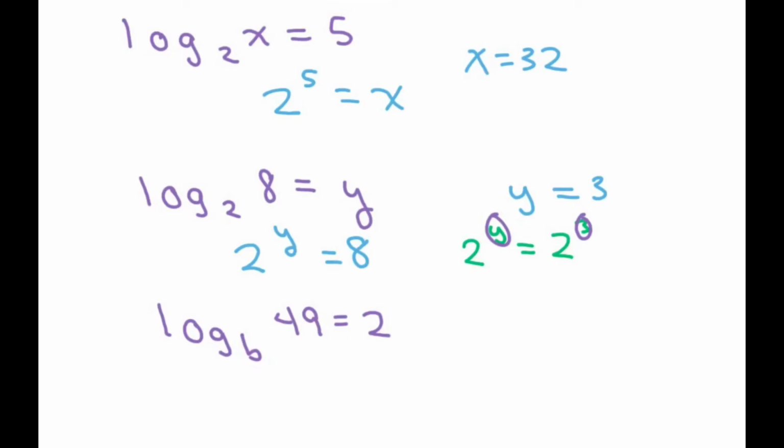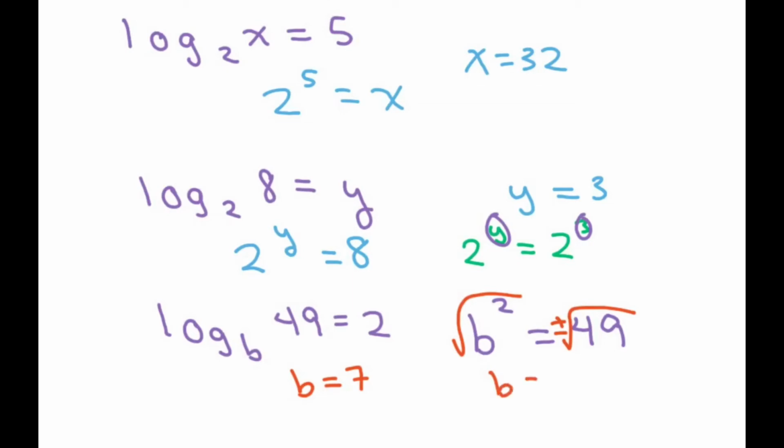Okay, on this one I'm going to rewrite b to the 2nd power equals my value of 49. So if you square root both sides, most of you are going to say b is 7. However, when you square root both sides, you put the plus and minus, so we know that b equals plus or minus 7.